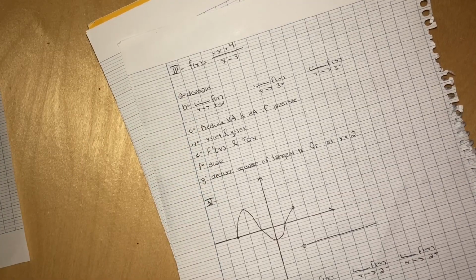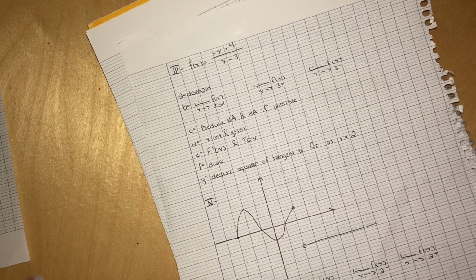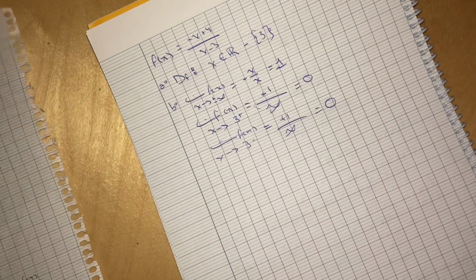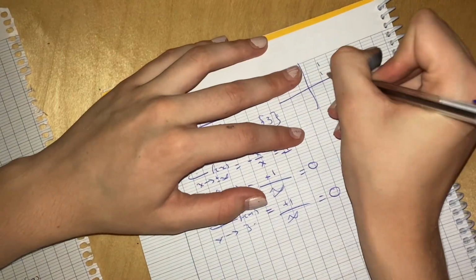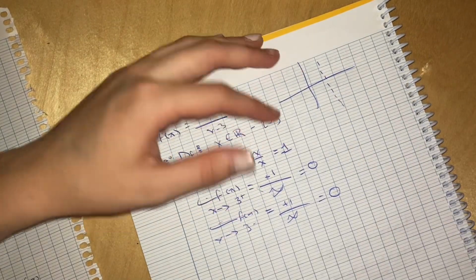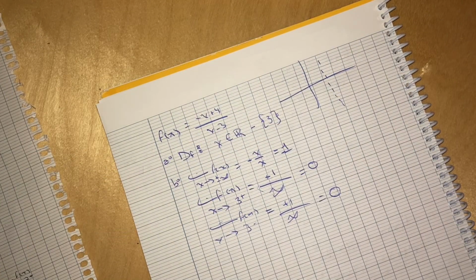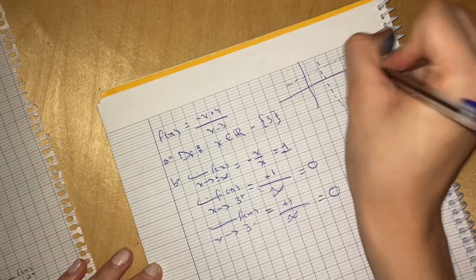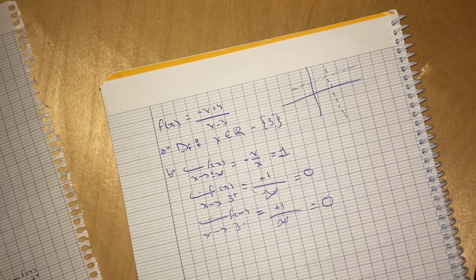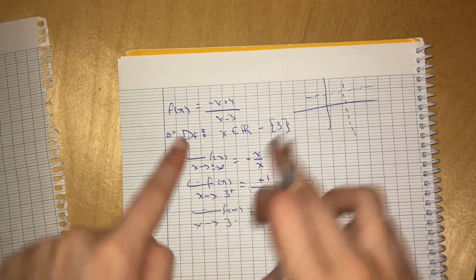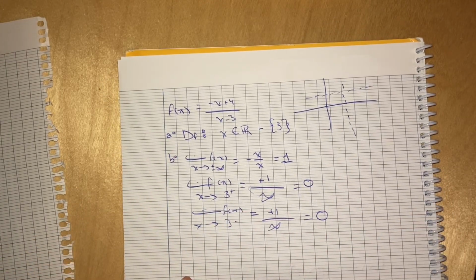Next question. Deduce the vertical asymptote and the horizontal asymptote if possible. Now, the vertical asymptote is essentially, if you have a graph, what x value is it never going to touch? And the horizontal asymptote is essentially what y value it's never going to touch. To figure that out, what we need to do is look at the limits that we just found.